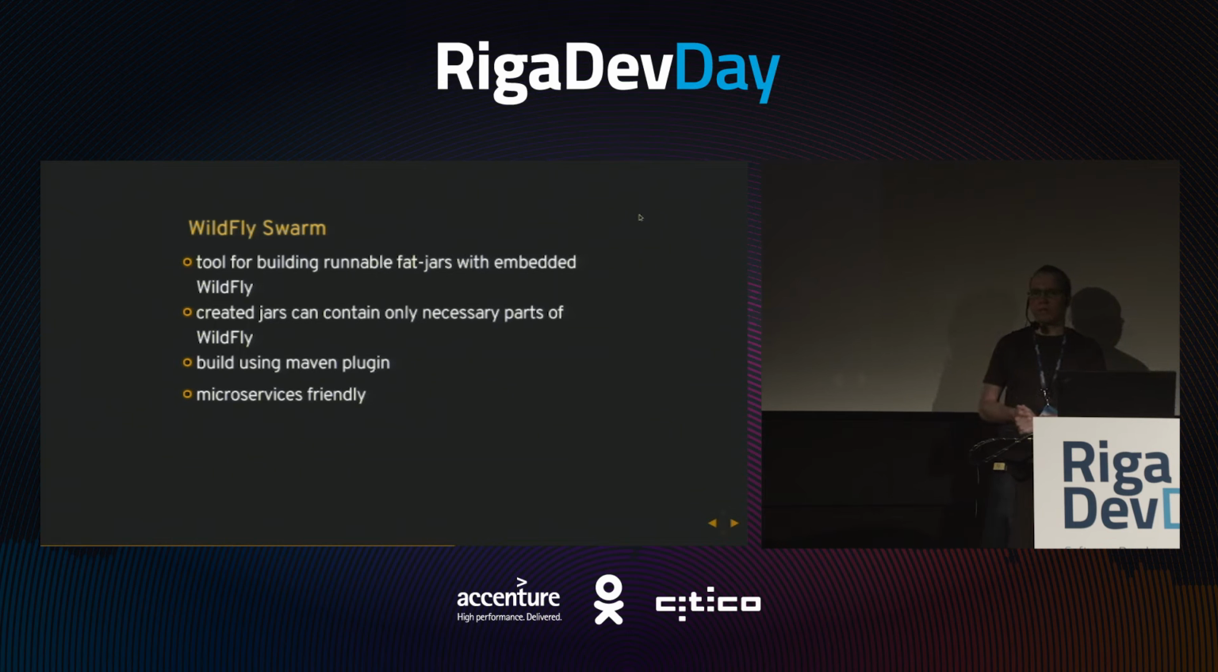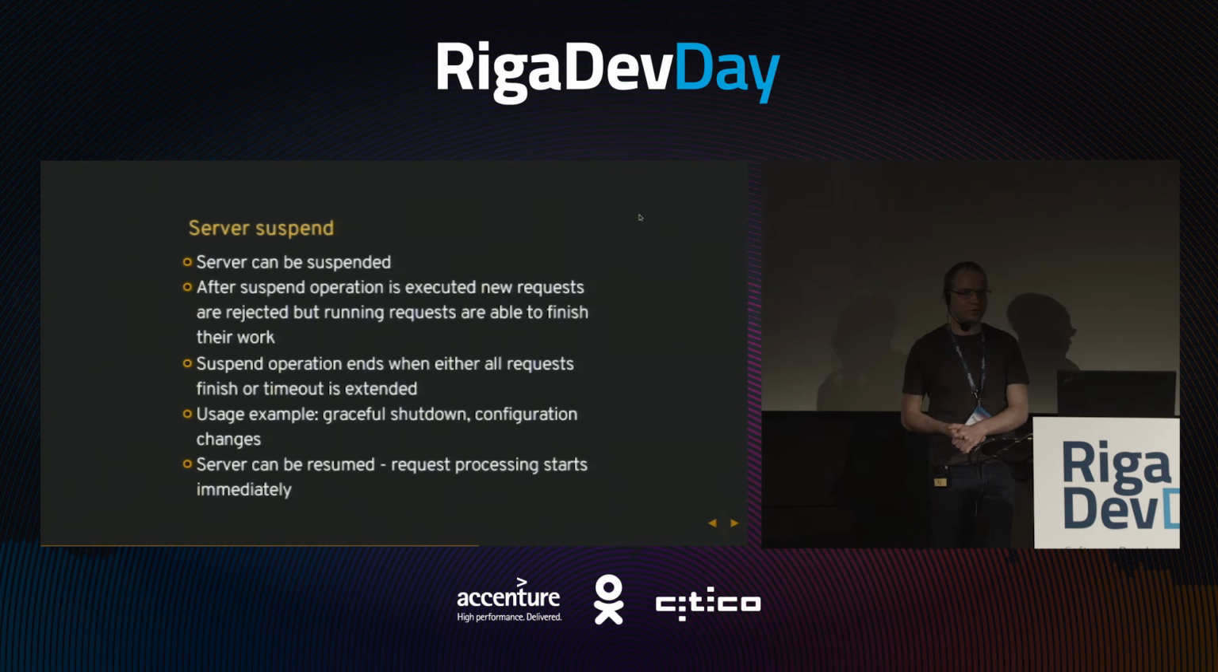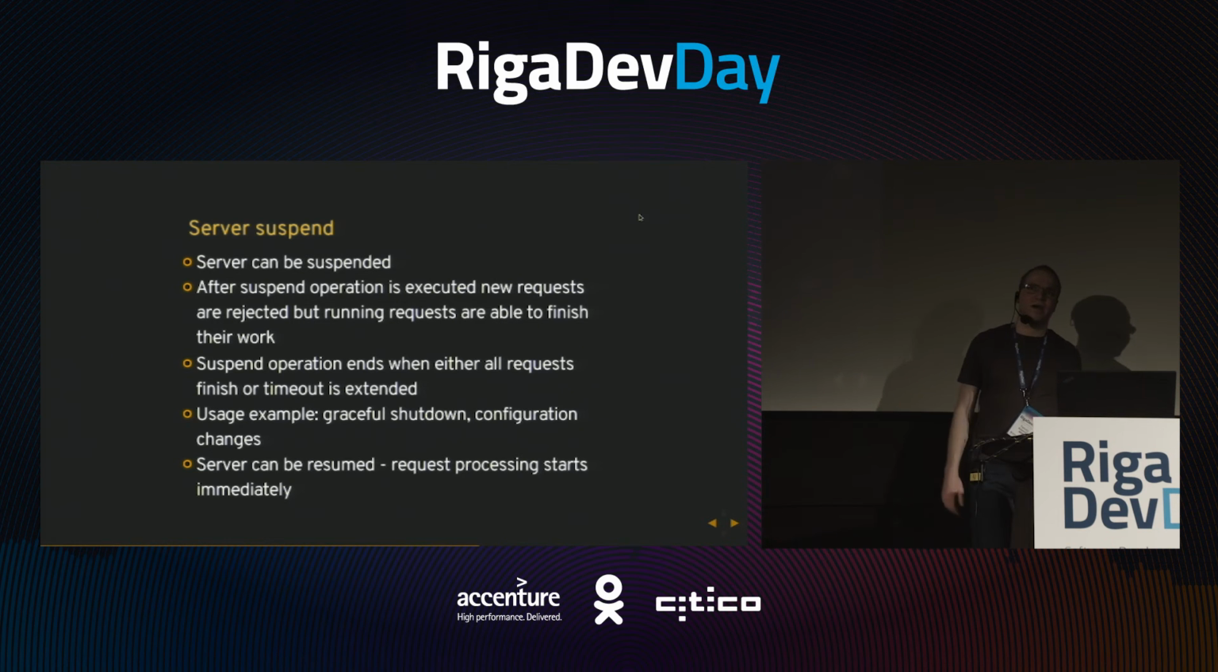Okay, so this was more technical stuff. Let's move again to practical things. We have introduced server suspend. What server suspend does, it enables the server to be suspended. What does it mean? It means that during suspend, the server is not accepting requests. But to understand what's happening there, I have to describe the transition between the running state, so normal server operation, to suspended state.